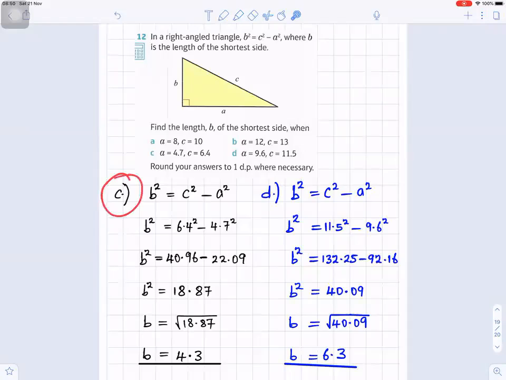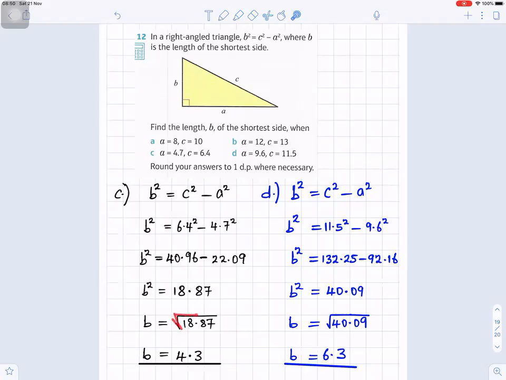For part C, write the formula down first as usual. Sub in the values: 6.4 for c and 4.7 for a. In your calculator, 6.4 squared is 6.4 times 6.4, or you can use the squared button on your calculator. That gives you 40.96. 4.7 squared is 22.09. You subtract them, you get 18.87.